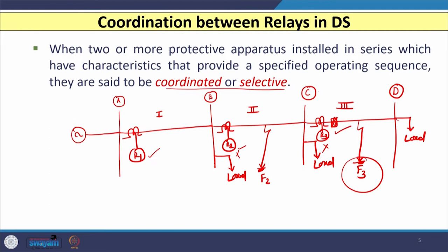If R3 fails, then R2 will provide backup, but this is possible when we have a radial network or radial structure distribution network. If we have a ring network, then for R3 acting as a primary relay, it is possible that R2 will act as a backup relay, and some other relays are also there which will provide backup. That is the meaning of that.